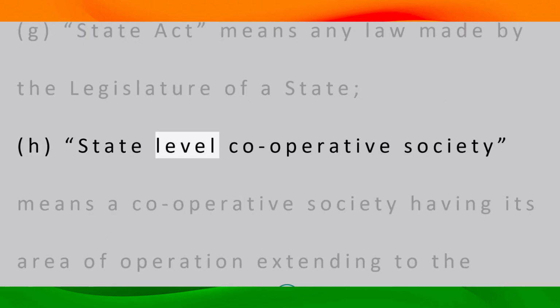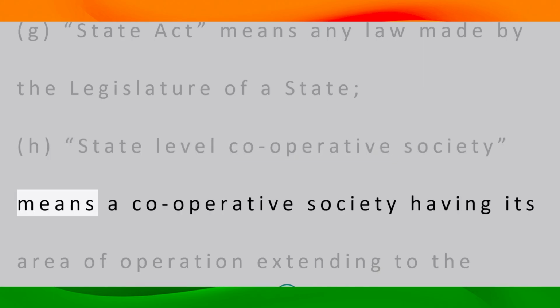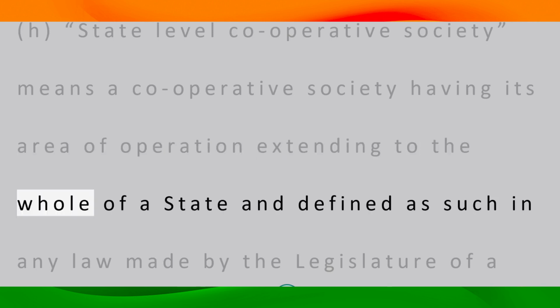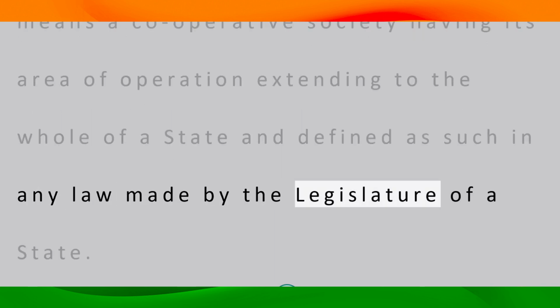H. State-level cooperative society means a cooperative society having its area of operation extending to the whole of a state and defined as such in any law made by the legislature of a state.